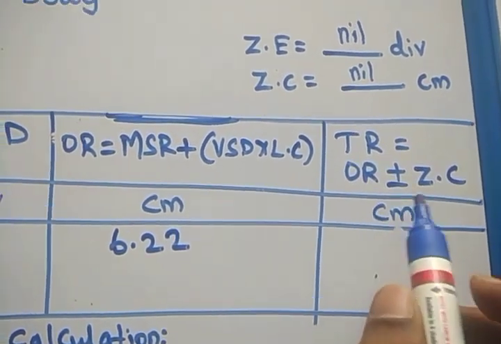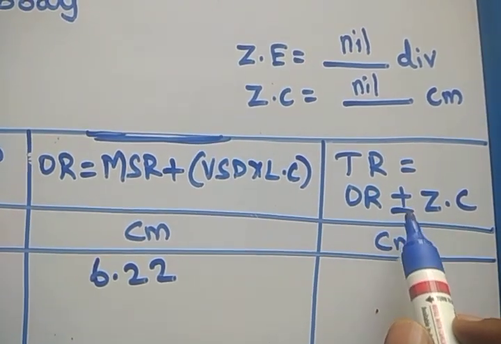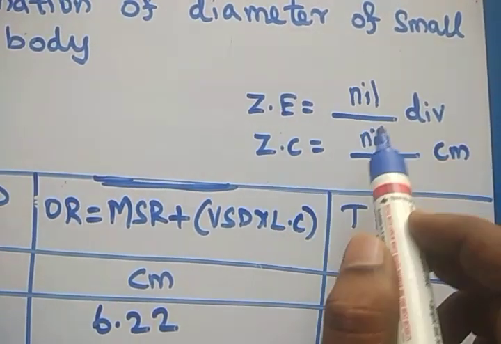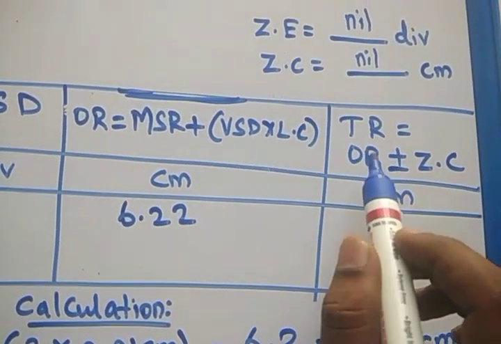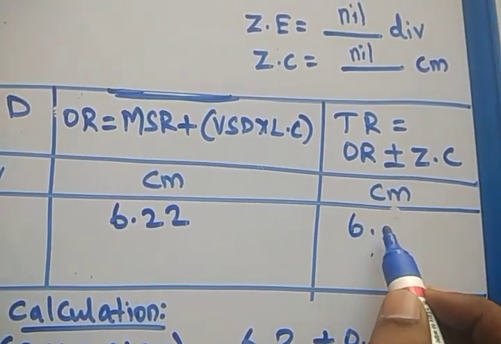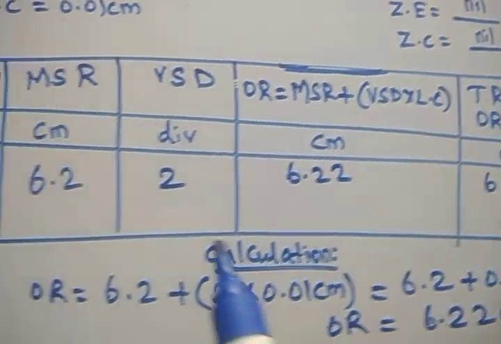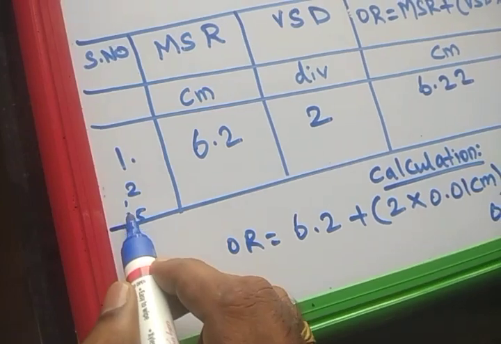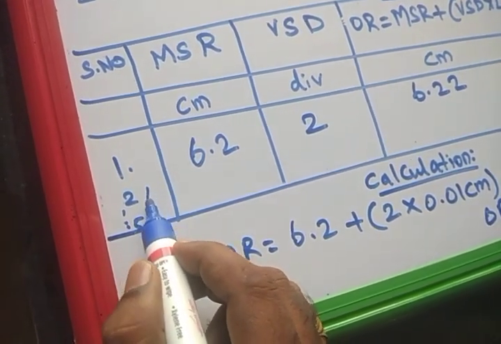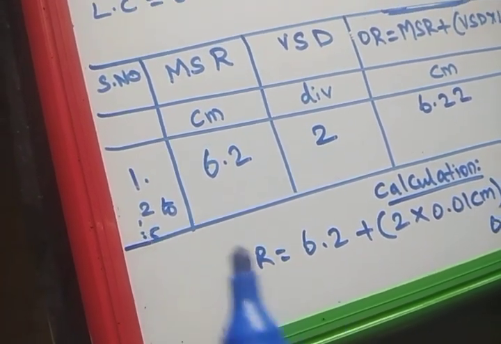Then the total reading. Total reading means observed reading plus or minus zero correction. Here the zero error and zero correction are nil, so the observed reading and the total reading are the same. You have to enter the same value. Then again you have to enter the second reading, the third reading. At least you have to take 5 readings: 2, 3, 4, 5.